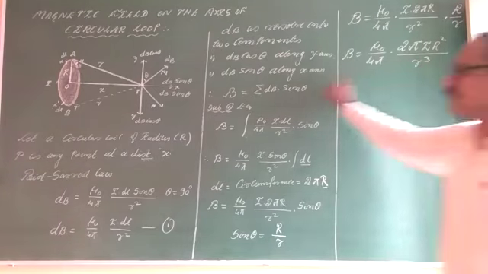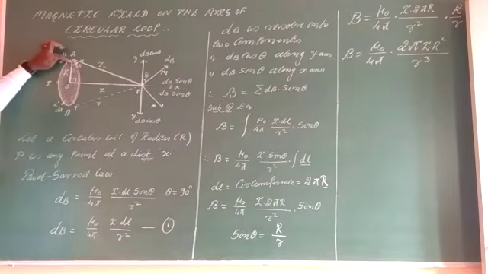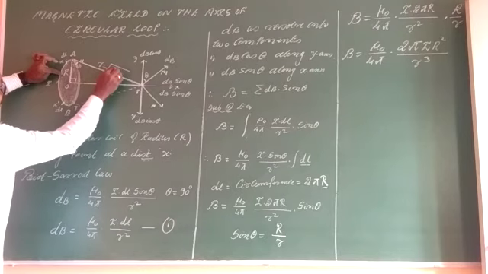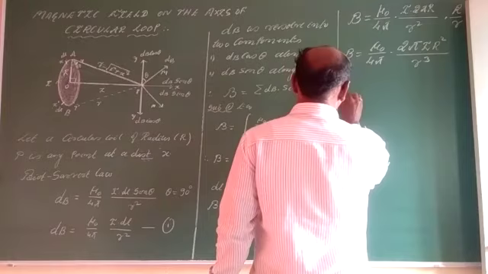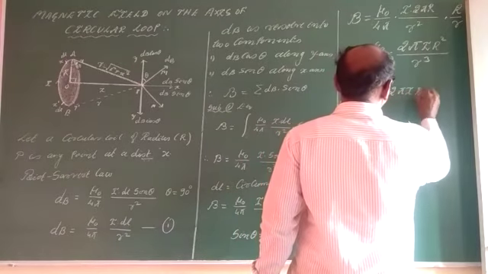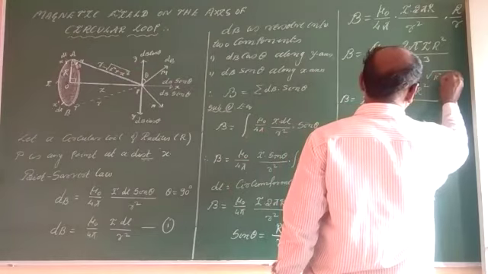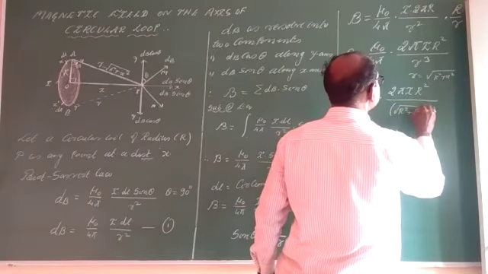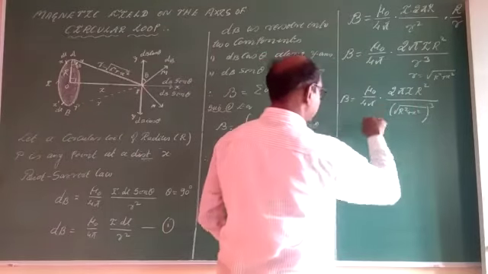Now I want to know what this r is. Let us consider like this: apply the Pythagoras theorem for this 90 degree triangle. So r is equal to root of R square plus x square. Do you agree with me? So just substitute here. B is equal to mu naught divided by 4 pi, 2 pi I R square, divided by root of R square plus x square, whole cube.